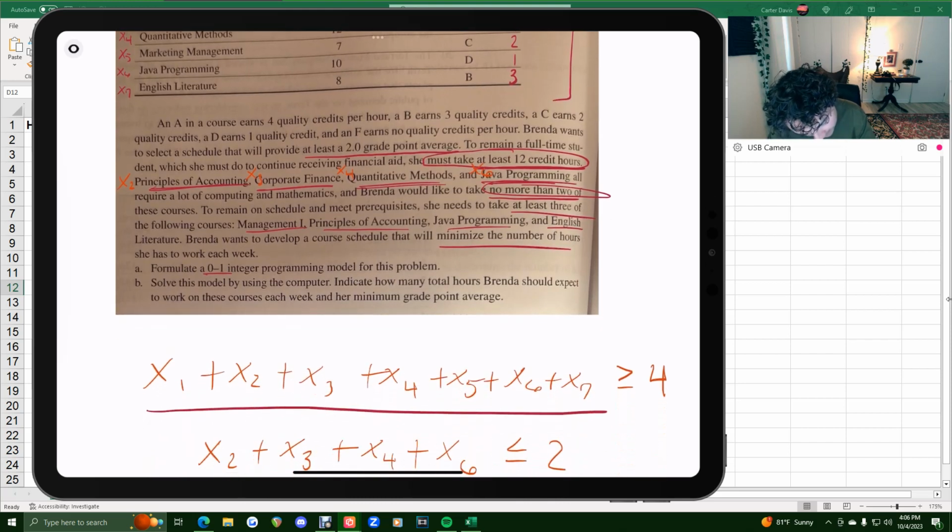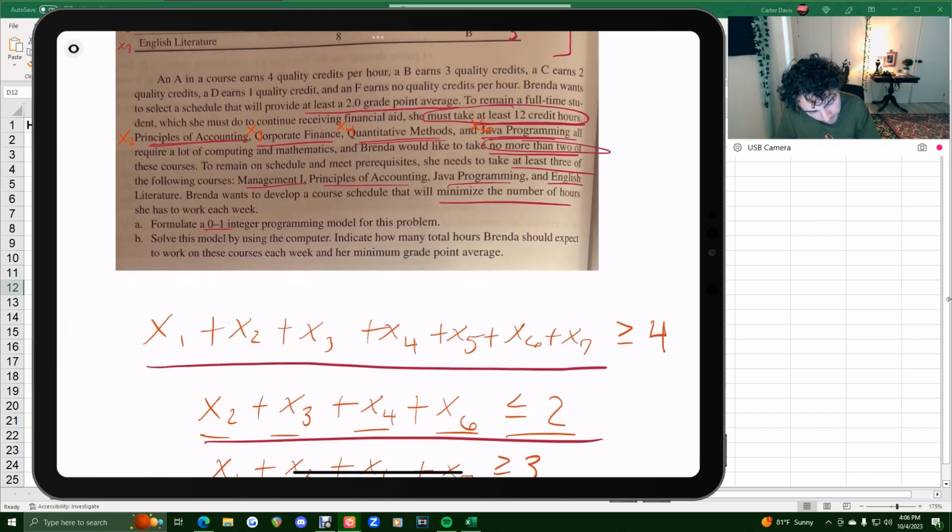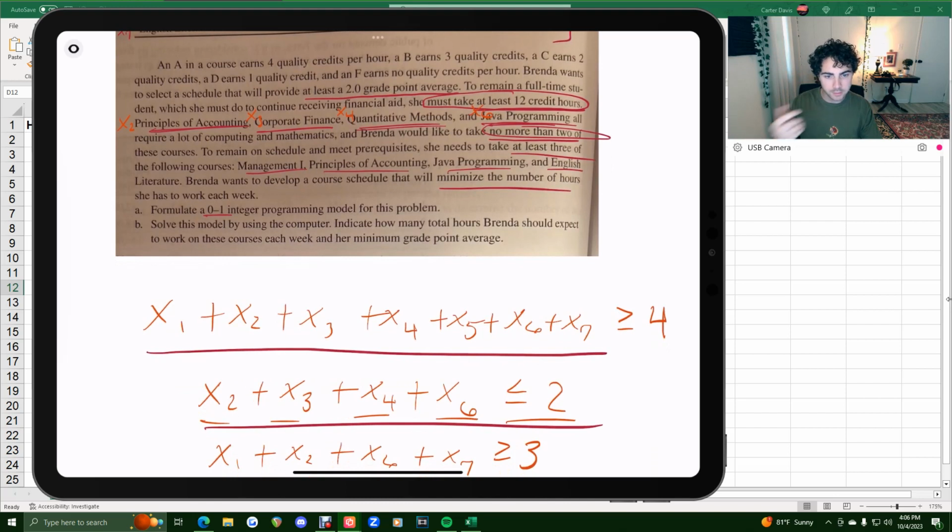So you can see that I've added those up, X2, X3, X4, X6, and it says she's taking no more than 2 of those courses, so less than or equal to 2. So what I'm doing, as you can probably tell so far, is just writing down what the constraints would be, writing them out by hand before I go in and try to make sense of it in Excel.